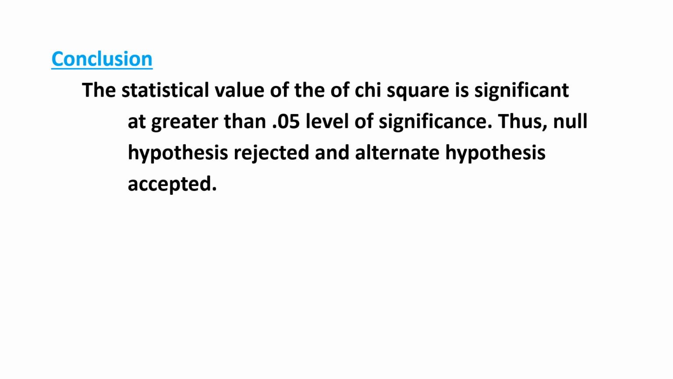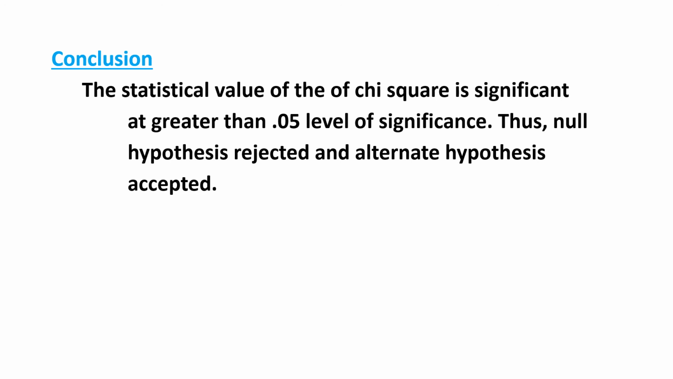The null hypothesis, that there is no effect of punishment on crime rate, is rejected, but our alternate hypothesis, that there is an effect of punishment on number of crimes, is accepted. So in this way we calculate and we present our results.